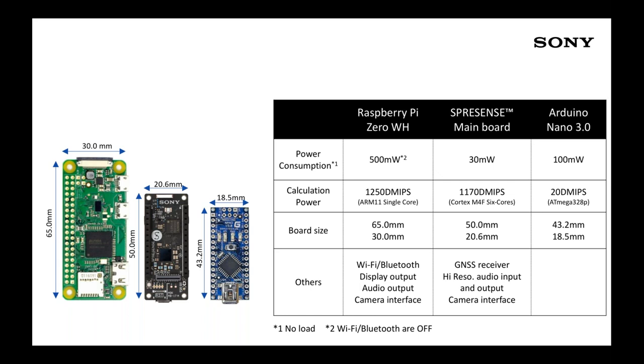And let's look at other features that they are providing. Arduino doesn't have any, but if you compare Spresense with Raspberry Pi, GNSS, the GPS that we have integrated in the board, is not available in Raspberry Pi. We both have audio, but we have high resolution audio, of course. So if you need to detect noise in your machine or other examples that I gave you, maybe this is a better choice. And then camera interface, the board has it.